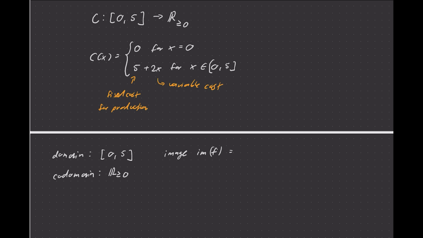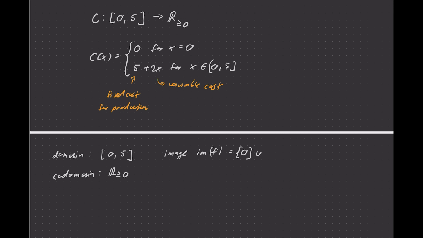So the image of f, a cost of 0, is possible. So 0 is contained in the image. Once we start production with a non-negative x, then we have to pay this value of 5 for the production cost. So anything between 0 and 5 is not possible. And also 5 itself is not possible because that would mean adding 0 variable cost, right?